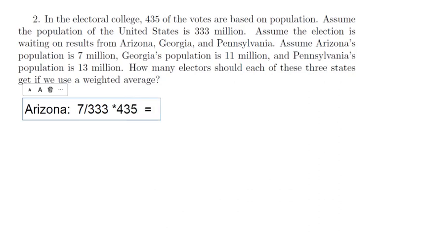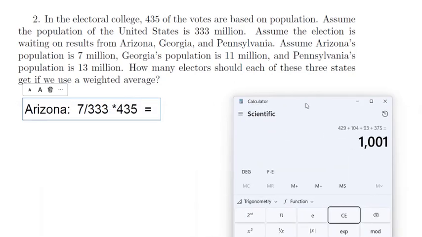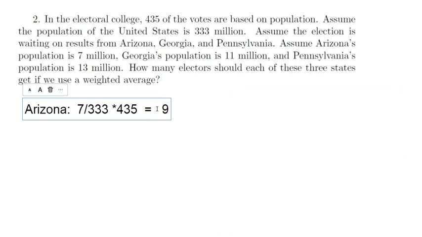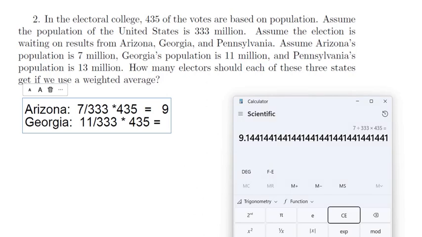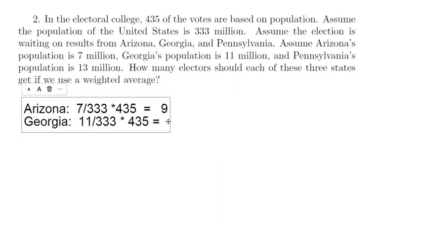Another good debate for whatever class you're in is whether the Electoral College system is a fair system, whether it should just be popular vote. So that rounds down to 9 votes. 9 out of the 435 votes goes to Arizona. Georgia, on my mind, Georgia's 11. So 11 divided by 333. So that's 14.36. So that rounds down to 14. I'm not giving fractions of votes.